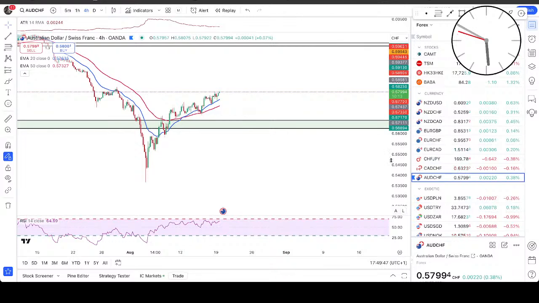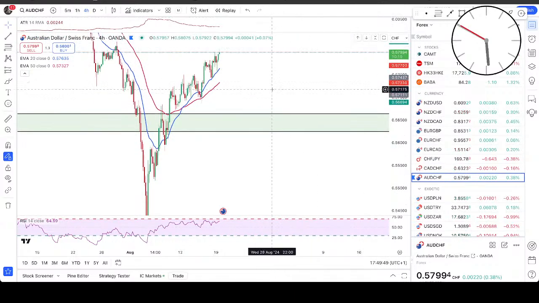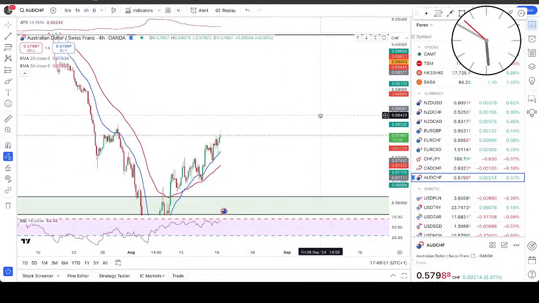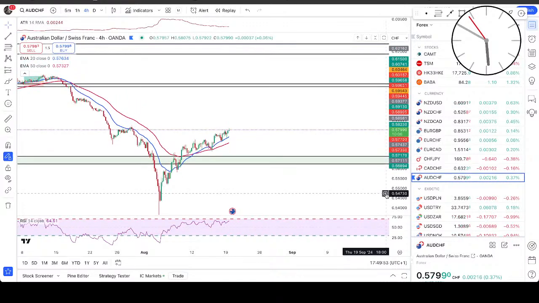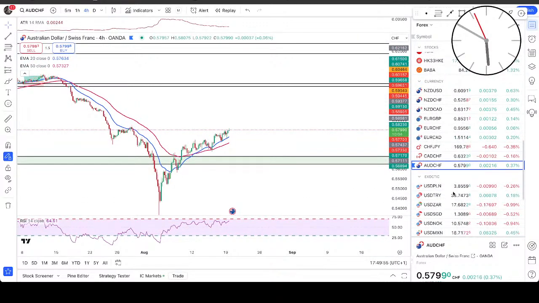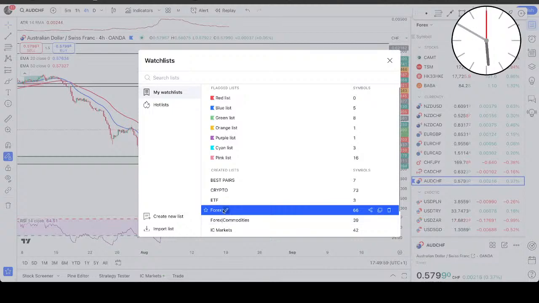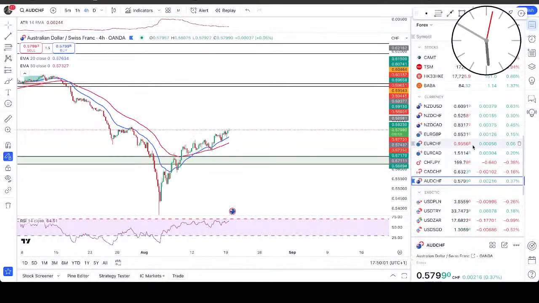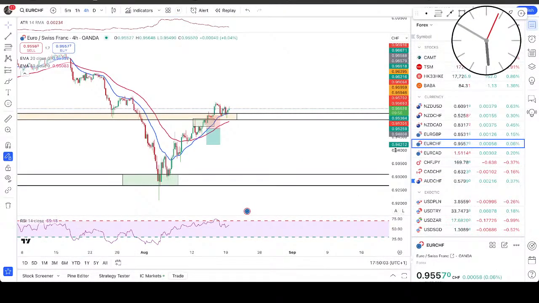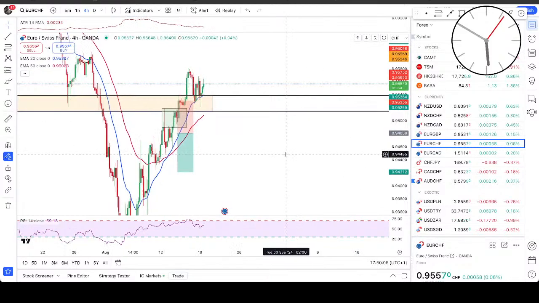AUD-CHF is pushing up, so only bullish trades for AUD-CHF. I think we have one pair that we had an entry. Let me see. Which one is that? Yeah, Euro-CHF actually.